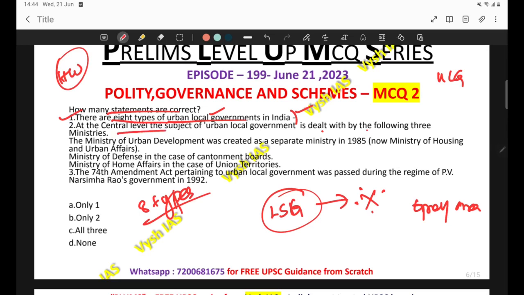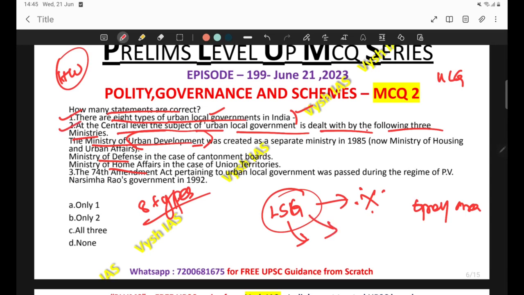Then, at the central level, the subject of urban local government is dealt with by the following 3 ministries. Again, you have to go by logic. First is the Ministry of Urban Development. Yes, logically it should be there, so it must be correct. Ministry of Defense, yes, it's also correct. Ministry of Home Affairs, this is also correct. Ministry of Urban Development you can logically deduce, but for the Ministry of Defense and Home Affairs you will get confused. So it is wise to learn this by heart. From this portion you will frequently get these kinds of questions and get confused. So please learn this portion very effectively.